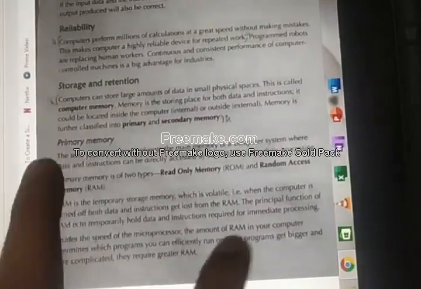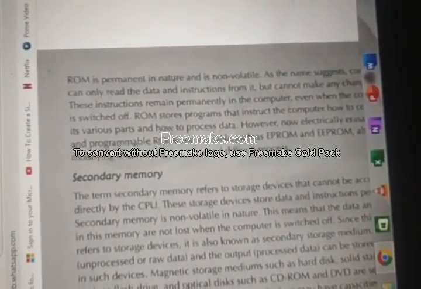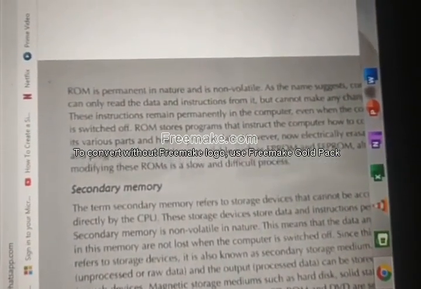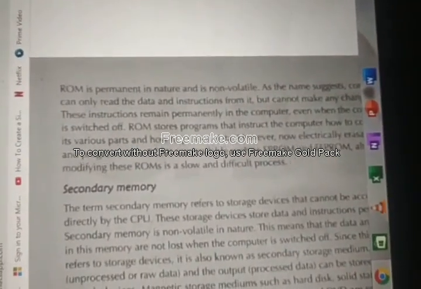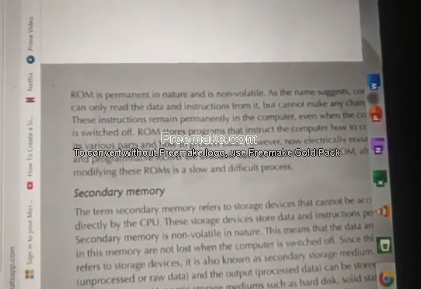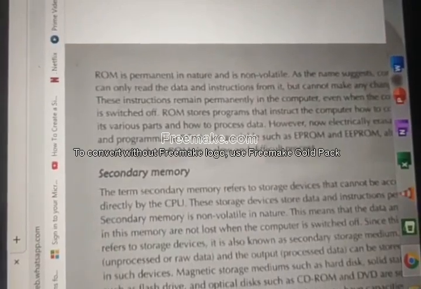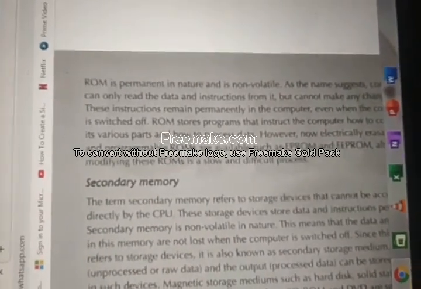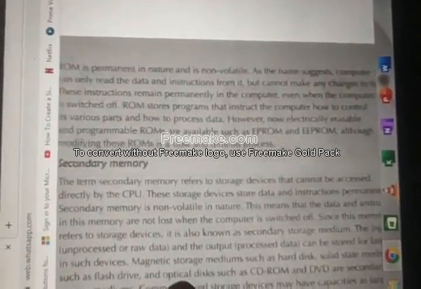Next, ROM is a permanent memory. While you switch off, it won't be erased. In RAM, if you switch off, it will be erased. But in ROM, if you switch off, it won't be erased. It is a permanent memory. Okay.